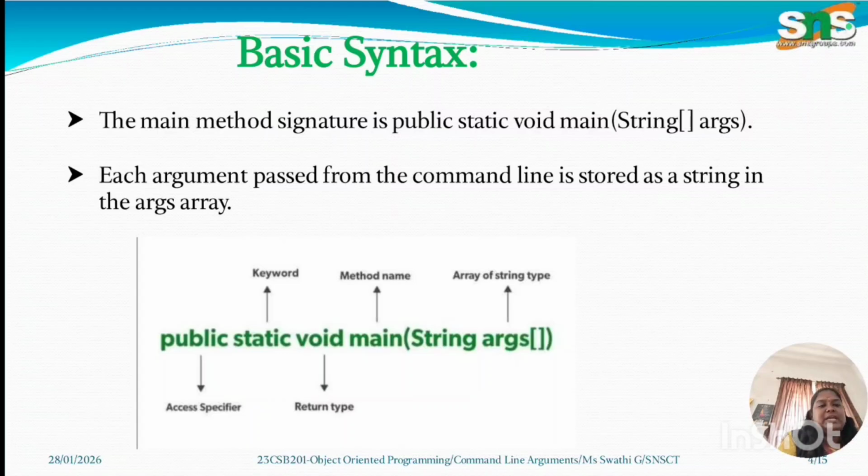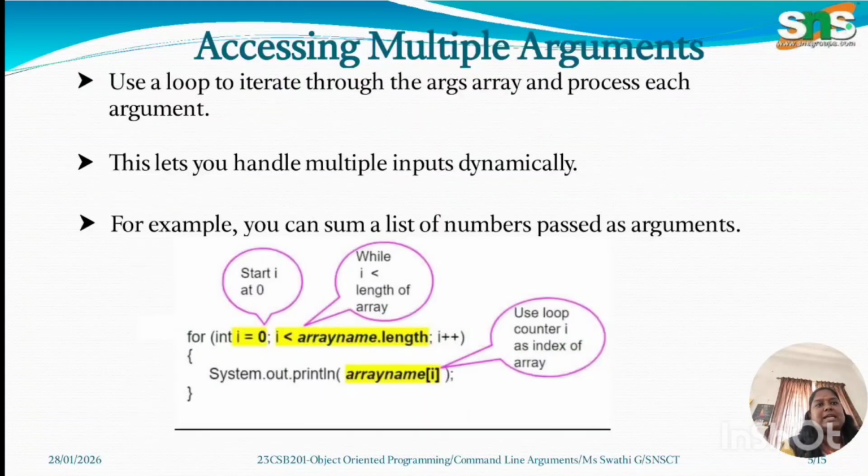Void means the method returns no value, and then the method name is main. An array of string type is args. This is the basic syntax for command line arguments. And then accessing multiple arguments: use a loop to iterate through the args array and process each argument. You can handle multiple inputs dynamically. For example, if you have to sum a list of numbers passed as arguments.